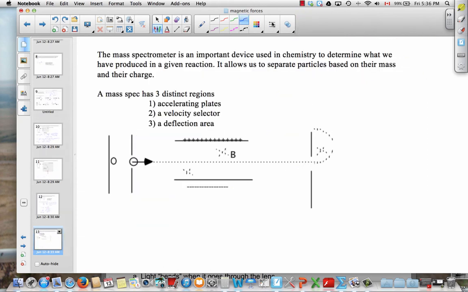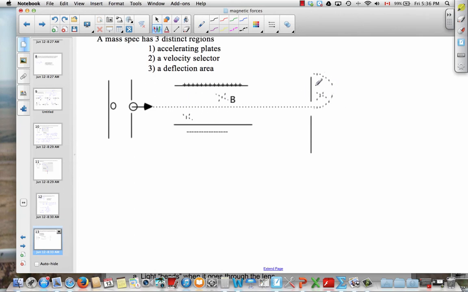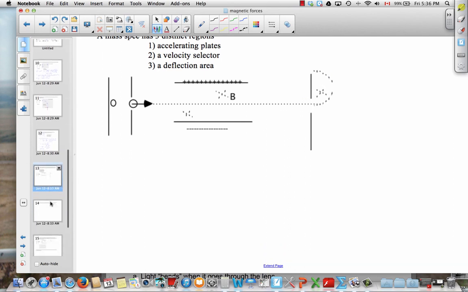Oh, thought I was done, but one more topic. A mass spec is an important device in chemistry with some fairly straightforward physics that we can discuss now. There's three regions. Here you get the ions going fast with an electron gun. Here you pass them through a velocity selector, and then they run into a deflection area where they're bent around into a circular path. So each of those regions has some straightforward physics.